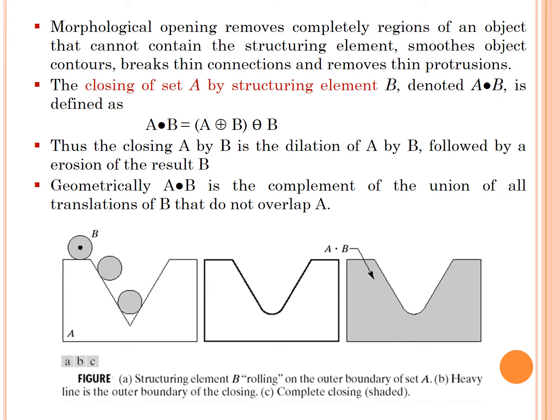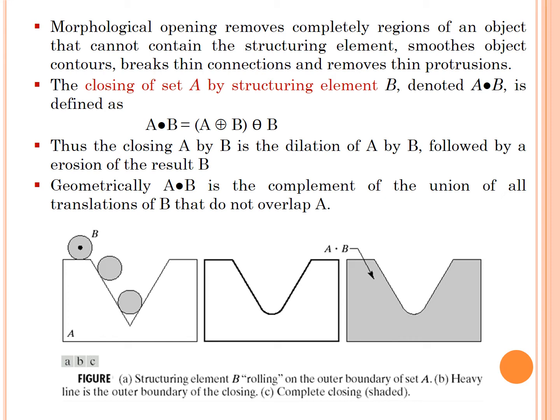and removes thin protrusions. The closing of set A by structuring element B is denoted and defined as shown in this equation. Thus, the closing of A by B is the dilation of A by B followed by an erosion of the result by B. Geometrically, it is the complement of the union of all translations of B that do not overlap A.